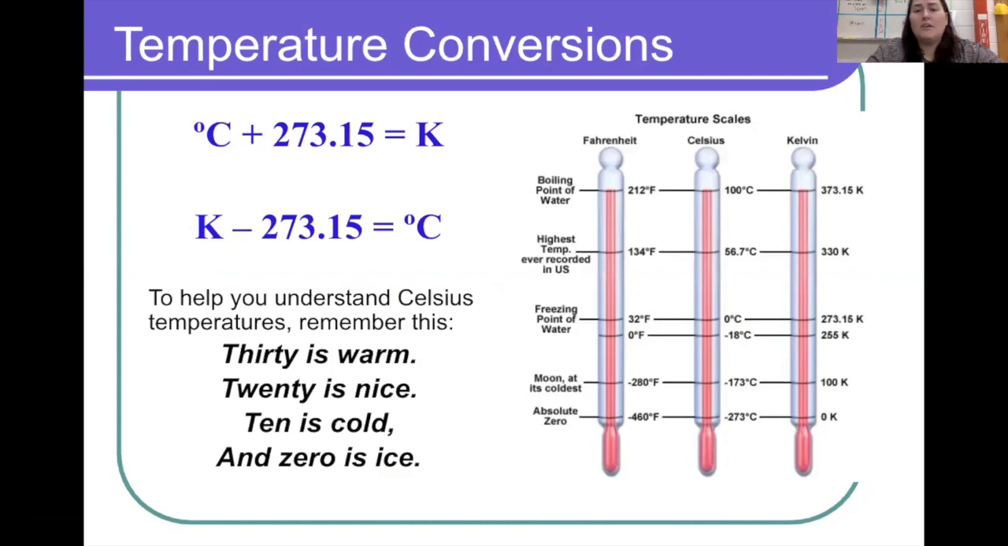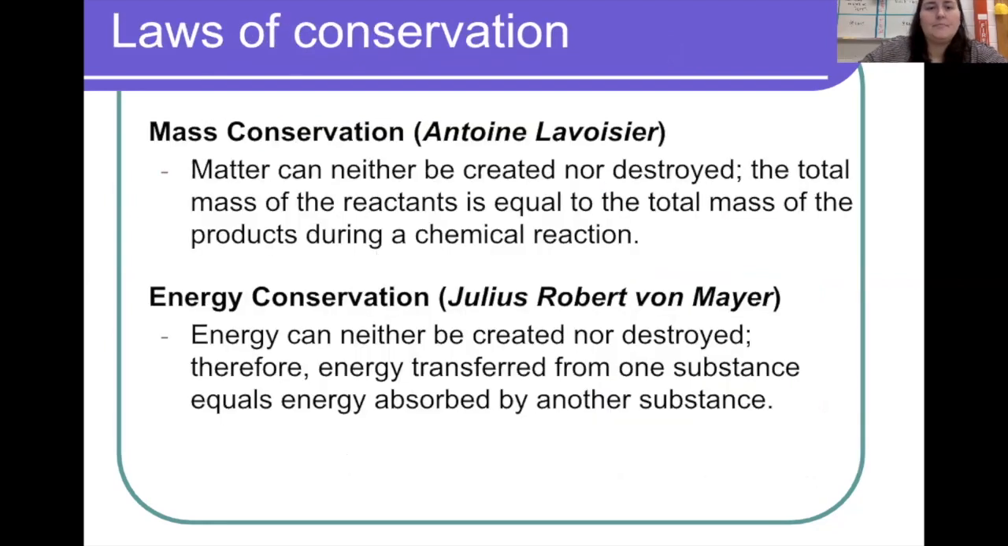This is how we're going to convert. In order to go from Celsius to Kelvin, we just need to add 273.15 if we want to be pretty precise. Otherwise, I'm okay with you just using 273. If we want to find Celsius, we just have to subtract 273.15. So that's pretty easy, right?